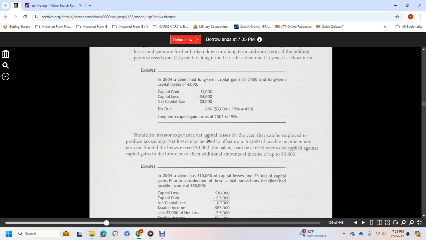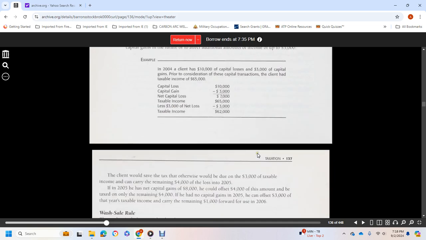Should investors experience a net capital loss for the year, it can be used to produce tax savings. Net losses may be used to offset up to $3,000 of taxable income in any tax year. Any loss beyond the $3,000 balance is carried over to be applied against the capital gains of future years or additional amounts of income of $3,000. If the client would save the tax that otherwise would be due, $3,000 of taxable income can be offset, carrying the remaining $4,000 loss of 2005.